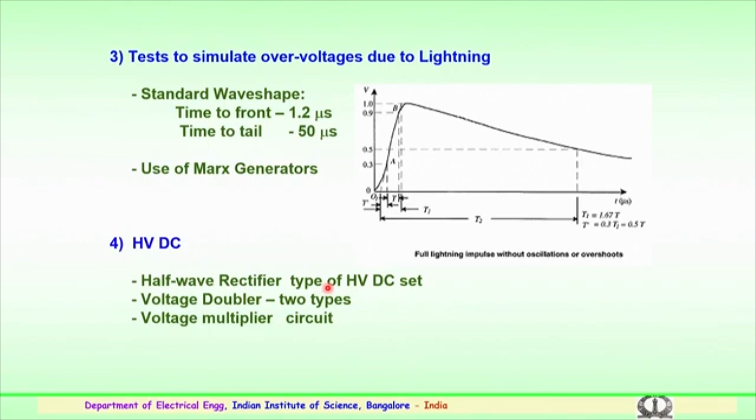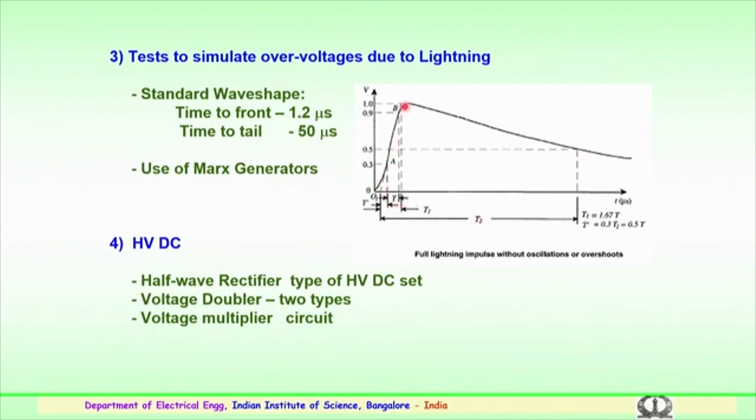For simulating the lightning surges, here again we use the Marx generator, a similar principle. Only the front and tail resistors are suitably adjusted to get the double exponential waveform here. Here the standard waveform has a front time of 1.2 microseconds and a tail time of 50 microseconds.